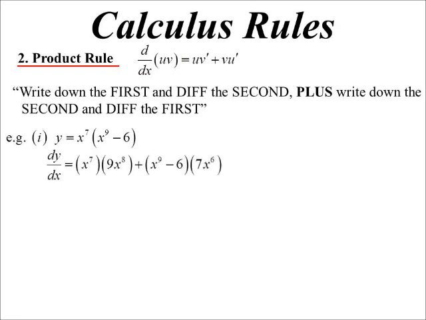Write down the first. Well, the first expression there is x to the power of 7, so I write it down. Diff the second. Well, the second expression is x to the power of 9 minus 6. Differentiate that, I get 9x to the power of 8. Plus, write down the second, x to the power of 9 minus 6. Diff the first. And differentiate x to the power of 7, we get 7x to the power of 6. And now we can tidy that up. We get our answer there, 16x to the 15 minus 42x to the 6.